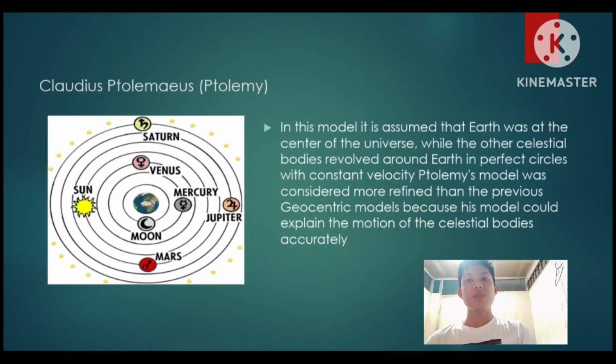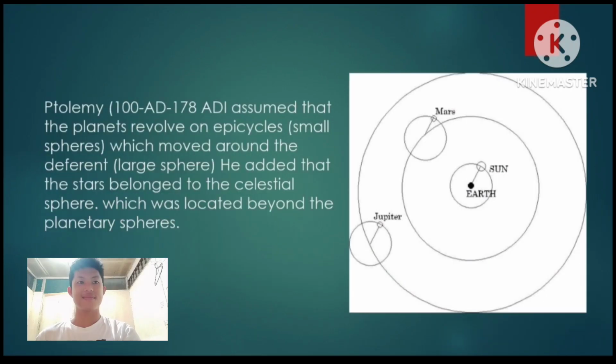Claudius Ptolemaeus. In this model, it is assumed that the Earth was at the center of the universe, while the other celestial bodies revolve around the Earth in perfect circles with constant velocity. Ptolemy's model was considered more refined than the previous geocentric models because it could explain the motion of the celestial bodies accurately.